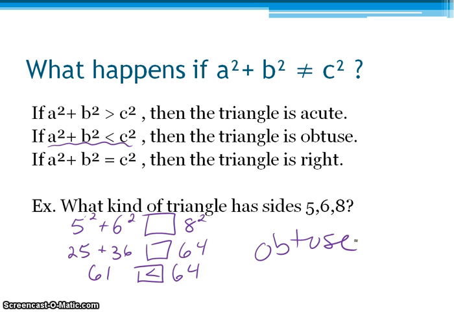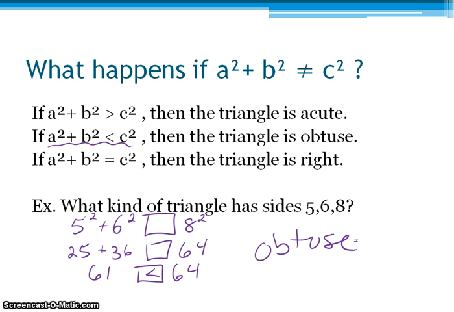I don't need to know anything about my angles. I don't need to know anything else about my relationship to the sides, what this triangle looks like. I know that my triangle is obtuse. There's some sort of obtuse angle in there. So that's really all I would do with these.